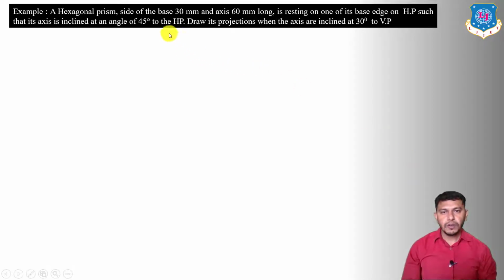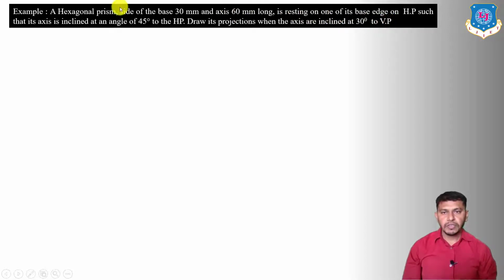So the given content of the example is a hexagonal prism, side of base 30 mm, axis 60 mm long, is resting on one of its bases on HP, such that its axis is inclined at an angle of 45 degrees to the horizontal plane. Draw its projection when the axis is inclined at 30 degrees to the vertical plane.